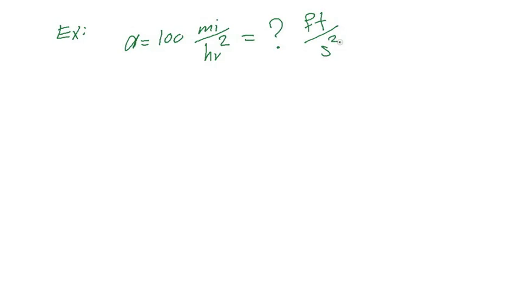Okay, here I'd like to solve an example to show you how to convert one derived unit to another one. We have acceleration of 100 mile per hour squared, and we want to know the acceleration magnitude in feet per second squared.